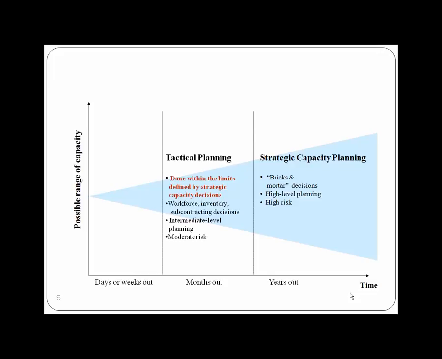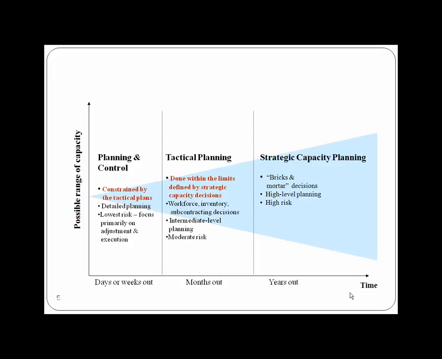Tactical capacity decisions, on the other hand, are typically done within a shorter time frame, but a key point to remember is that tactical capacity planning has to be done within the limits defined by strategic capacity decisions. So in other words, once you've decided to build a plant of a certain size, if you're Genentech, that limits what you can do tactically. Likewise, there's a third level we really haven't talked about, and it's really not necessarily capacity planning per se, as much as simply trying to make the best use of the resources we've lined up. And we call that planning and control.